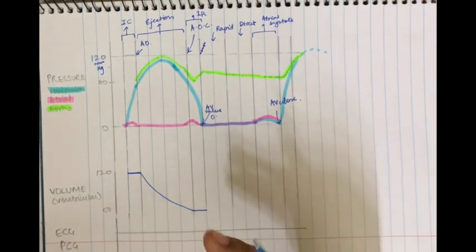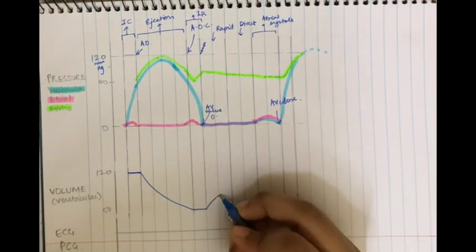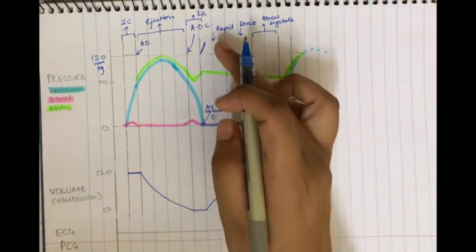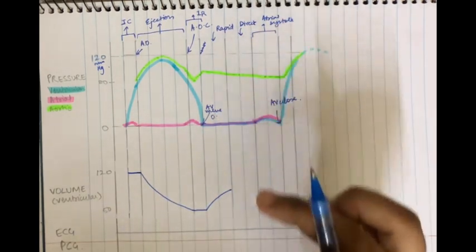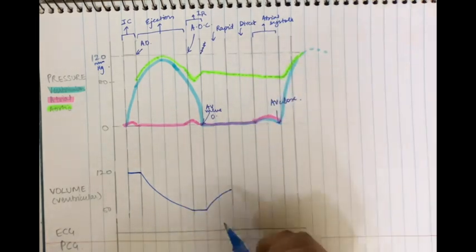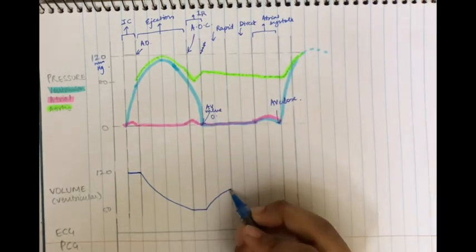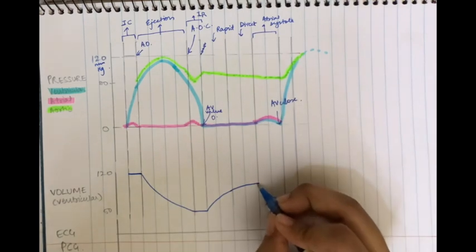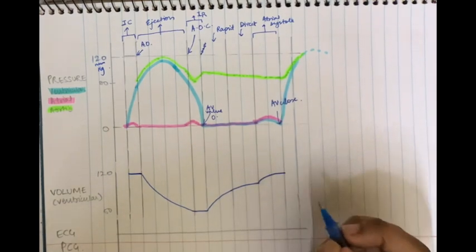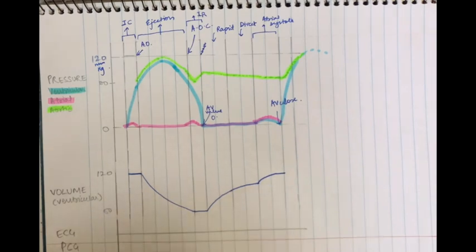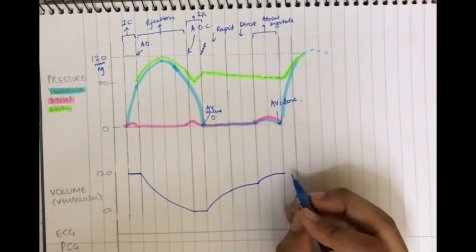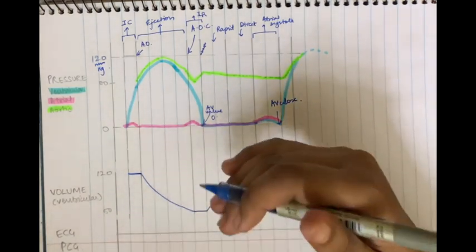Now, the volume in the ventricle is slowly increasing due to rapid inflow followed by direct inflow and followed by atrial systole into the ventricle. And this final pump increases the volume a little bit more and you again reach 120. And here again you have isovolumetric relaxation and the graph goes on.